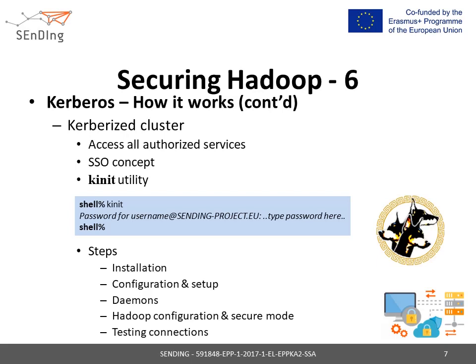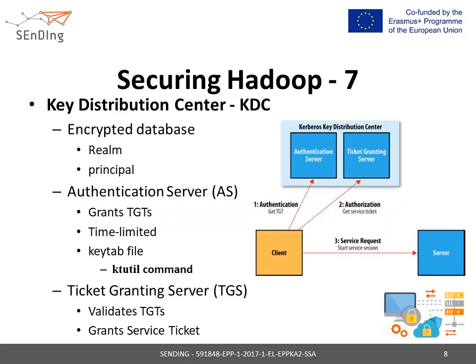A KDC is a Kerberos server that contains an encrypted database wherein it stores all the principal entries pertaining to users, hosts, and services, including their domain information. Besides the database, which is stored in the form of a file, a KDC also contains two important components, named the Authentication Service, AS, and the Ticket Granting Server, TGS. The AS and TGS together handle all of the authentication and access requests made to a Kerberos secured Hadoop cluster. The Kerberos database stores the principal and realm information.